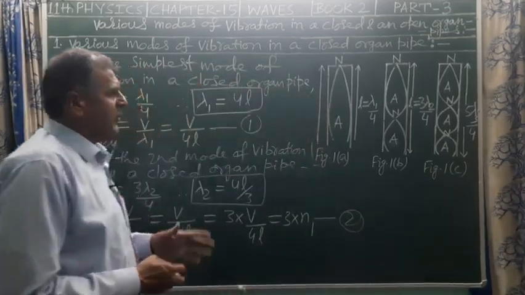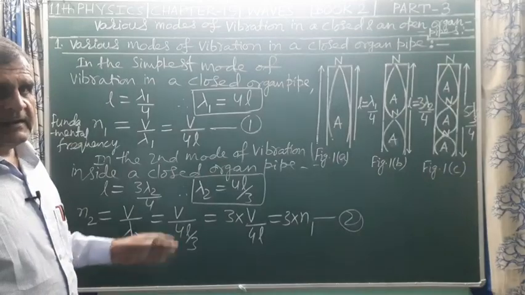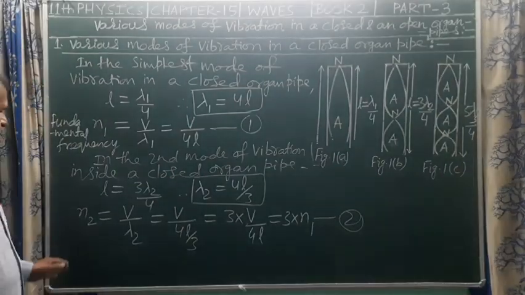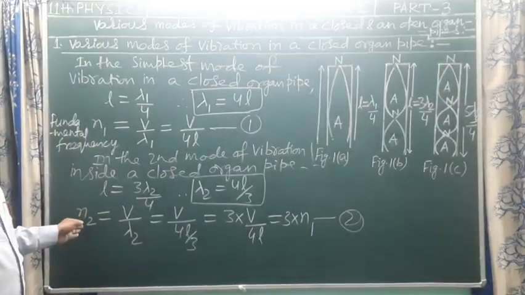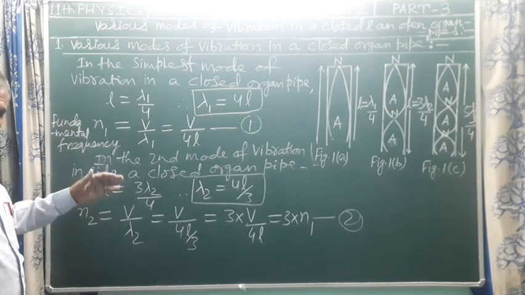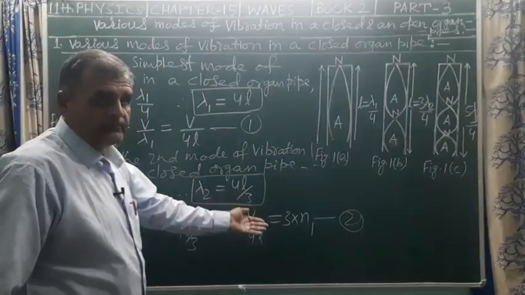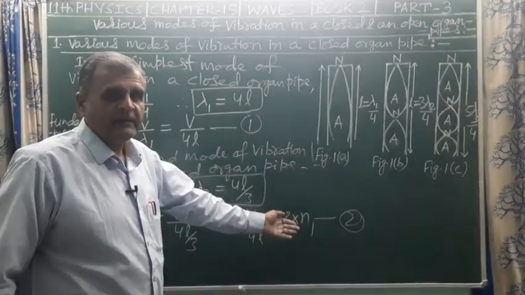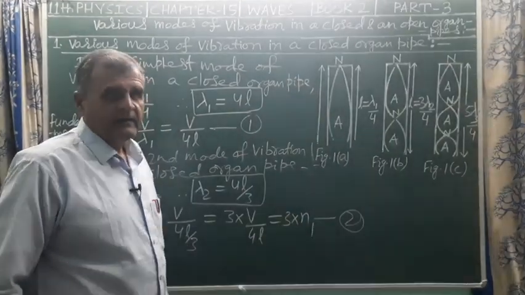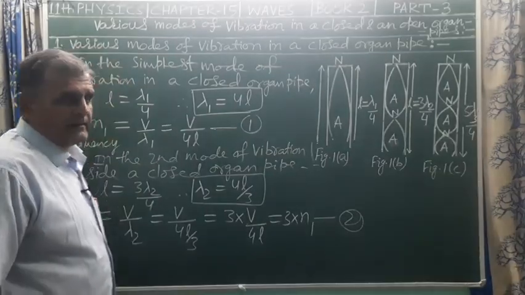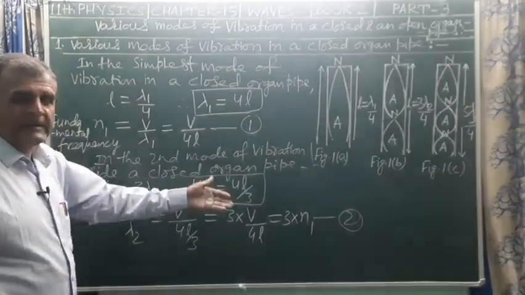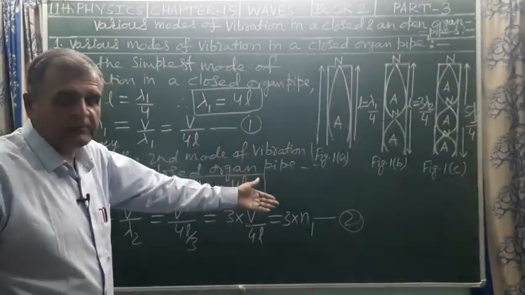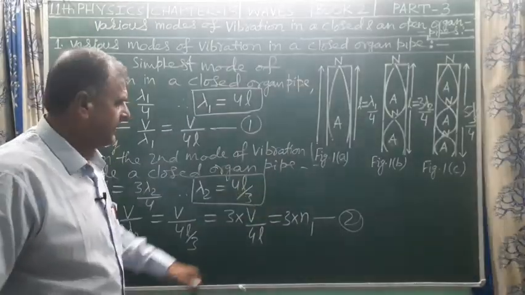So in the second mode of vibration in a closed organ pipe, second harmonic N2 or first overtone is equal to 3 times the fundamental frequency or first harmonic. That is, second harmonic is an odd multiple of the fundamental frequency or first harmonic N1.